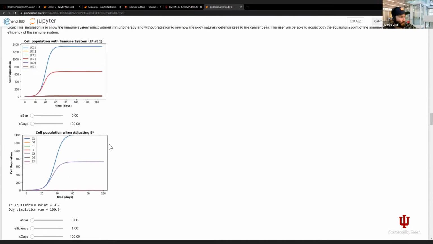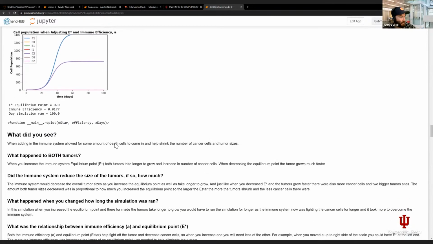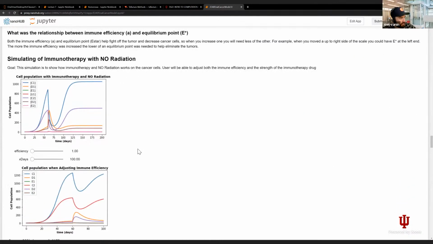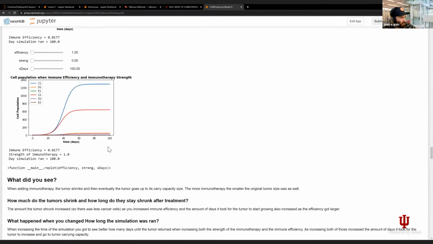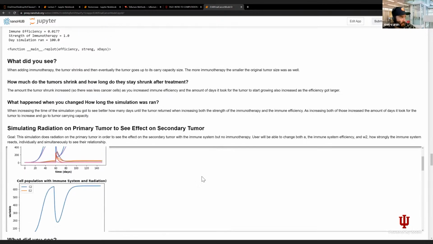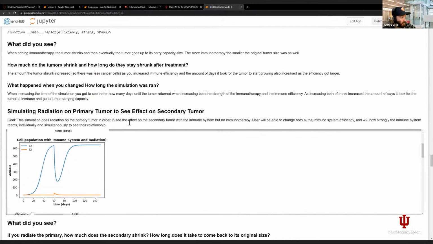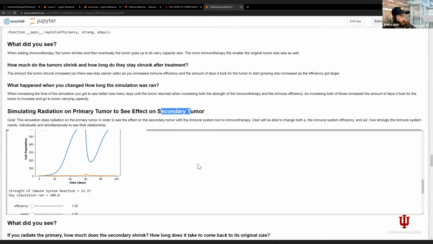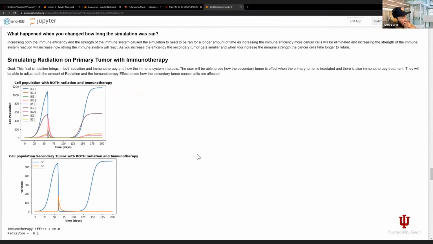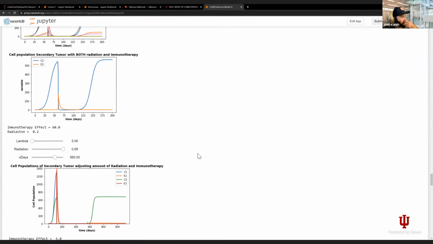It goes first with radiation, and then it moves to immunotherapy without radiation, and then it unifies both of them, radiation and immunotherapy, looking at what happens on the secondary tumor. And in the very end they do both of them, the immunotherapy and the radiation.